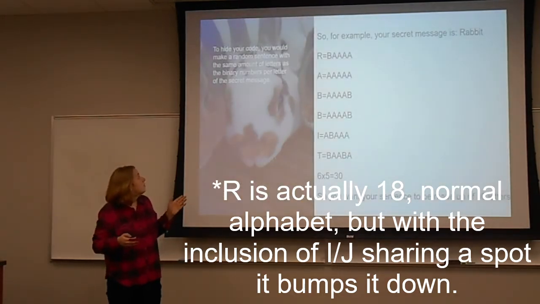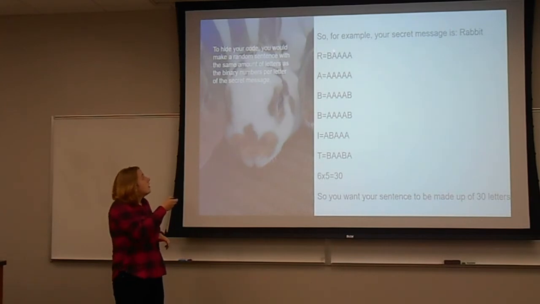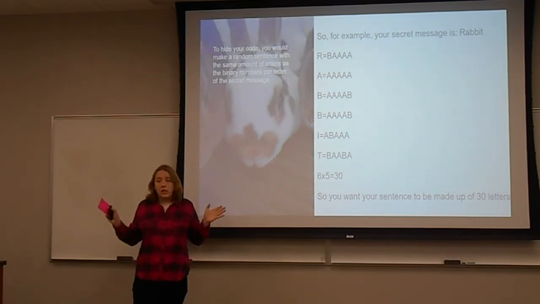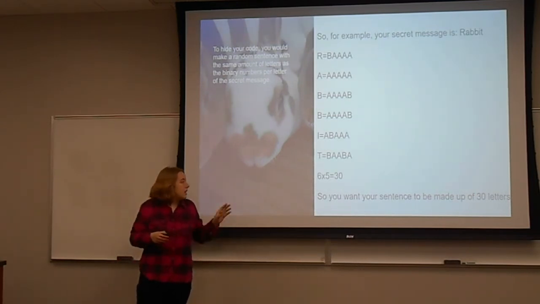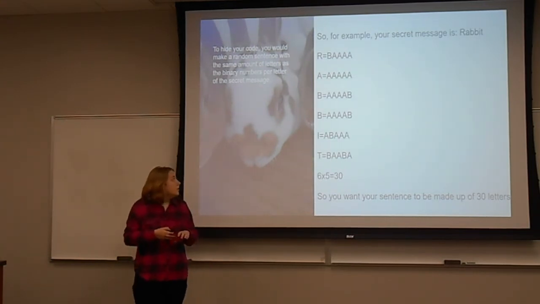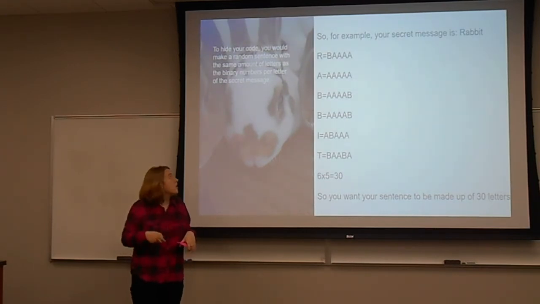So, let's encode something. Our secret message is going to be rabbit. I have up here all of the codes for each letter. What you're going to do is make a completely random sentence that's not related to anything, or it can be, it doesn't really matter, but you're using the sentence to hide your code. Because we have a 6-letter code, and each letter is 5, you want your sentence to be made up of 30 letters.